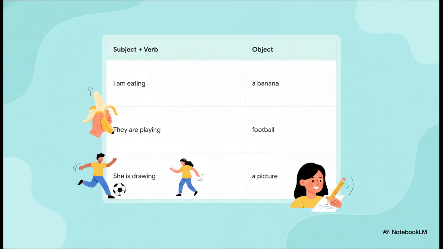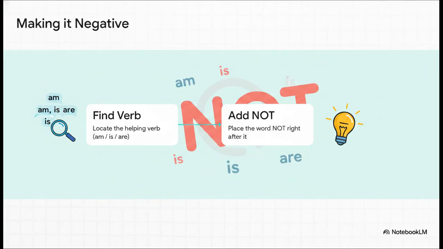But what if we want to say these things aren't happening? Turning these positive actions into negative ones is remarkably simple.